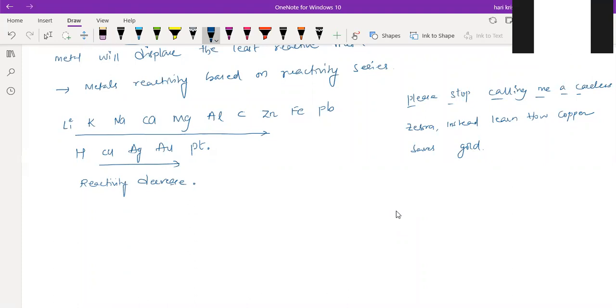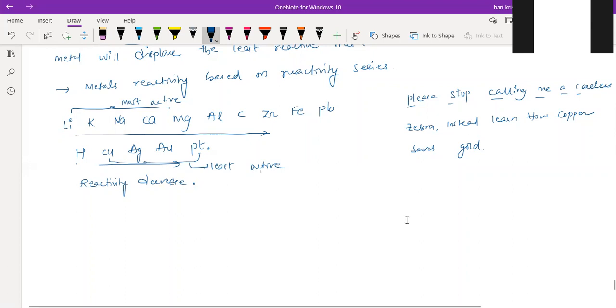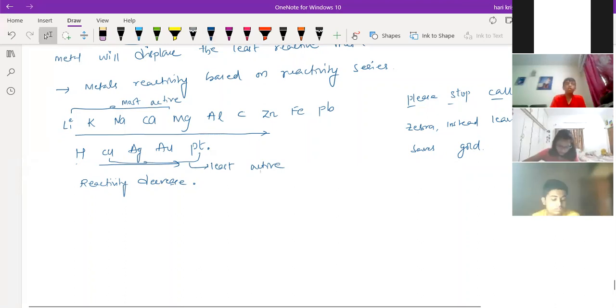Starting elements are the most active metals like lithium, sodium, potassium. The last elements, after hydrogen, like copper, silver, are the least active. These will not participate at all in chemical reactions, like copper, silver, gold and platinum. But lithium, sodium, potassium, calcium and magnesium are the most active. Immediately they will react.